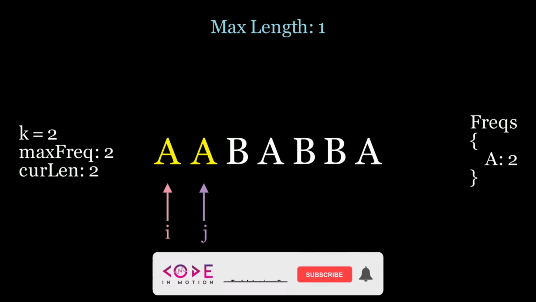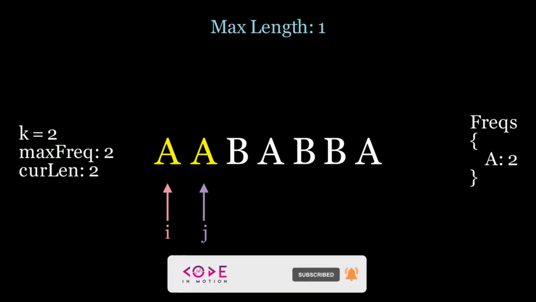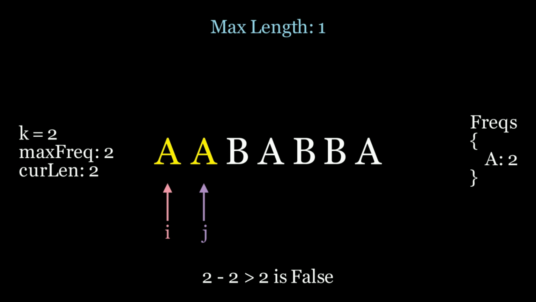0 is not greater than 2. And curLen minus the max frequency, it should start making more sense to you as we go through this algorithm, because the curLen is 2, but I only have 2 A's. So how many characters do I need to swap to A? Well, 0 characters because they're both A, right? So curLen minus max frequency measures how many characters you need to change to the most frequent character.